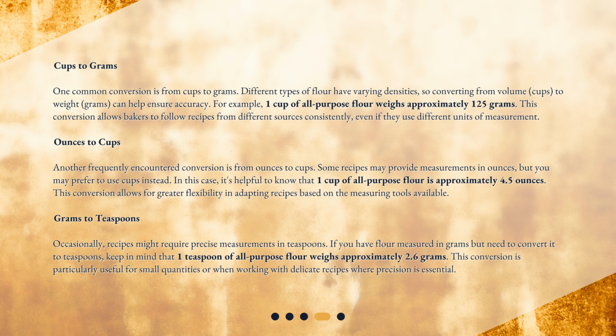Grams to teaspoons. Occasionally, recipes might require precise measurements in teaspoons. If you have flour measured in grams but need to convert it to teaspoons, keep in mind that 1 teaspoon of all-purpose flour weighs approximately 2.6 grams. This conversion is particularly useful for small quantities or when working with delicate recipes where precision is essential.